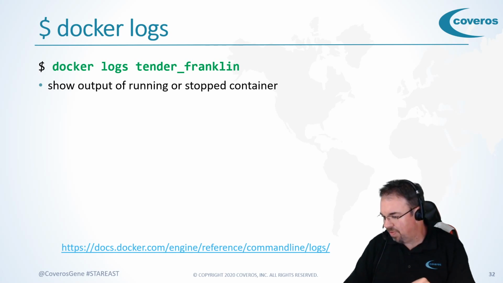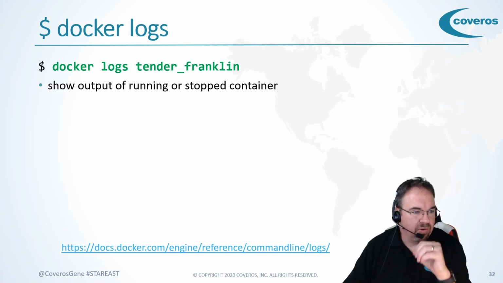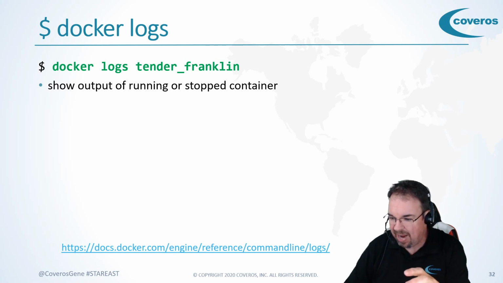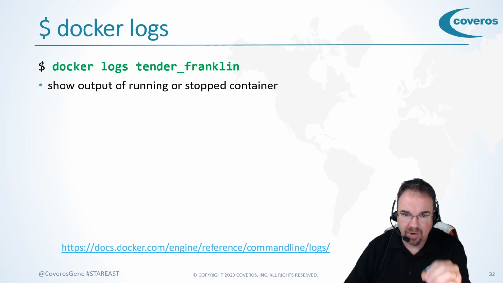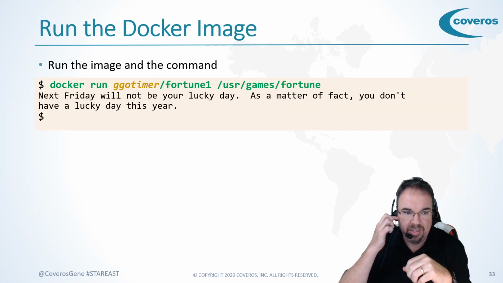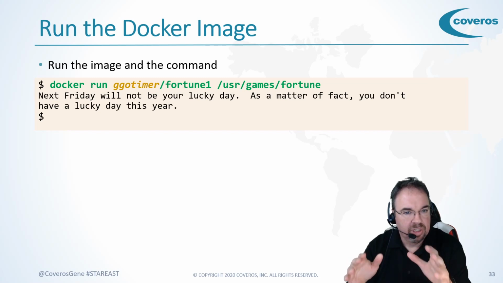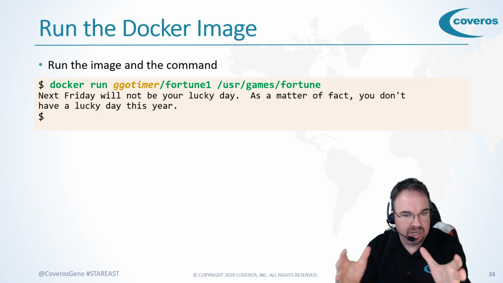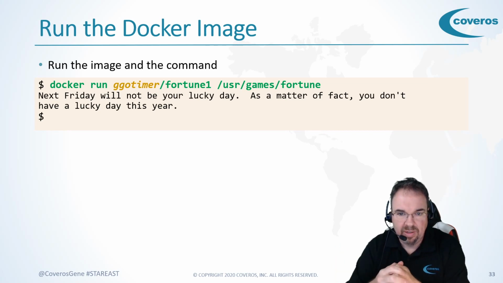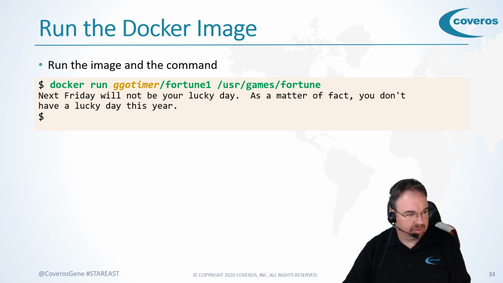So all those were kind of around what we were trying to do. The commit was the big one, right? We created an image. Docker commit creates an image from a running container. And really what it's doing is taking that top layer, the layer that we've been interacting with, the only read-write layer, and it has now stored that as a new layer, okay? Let's go ahead and try running it. The way we're going to run it is docker run gotimer fortune 1, the name of our image, and then the command we want it to run. I want it to run usr games fortune. So let's go ahead and do that.